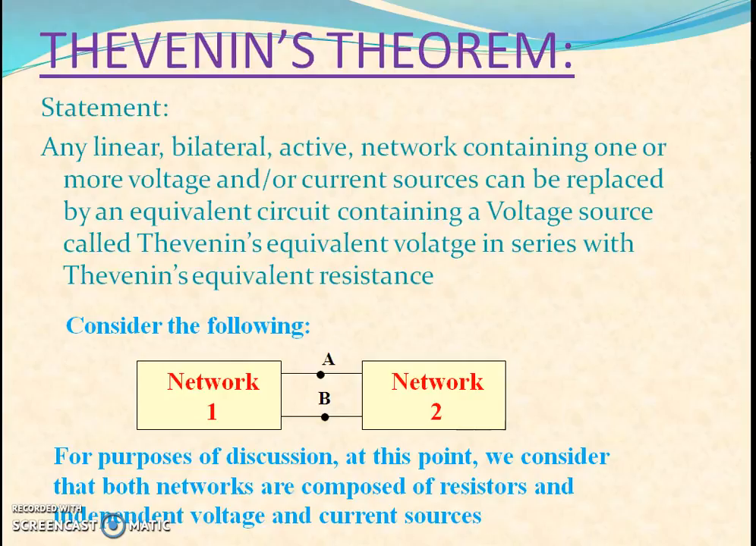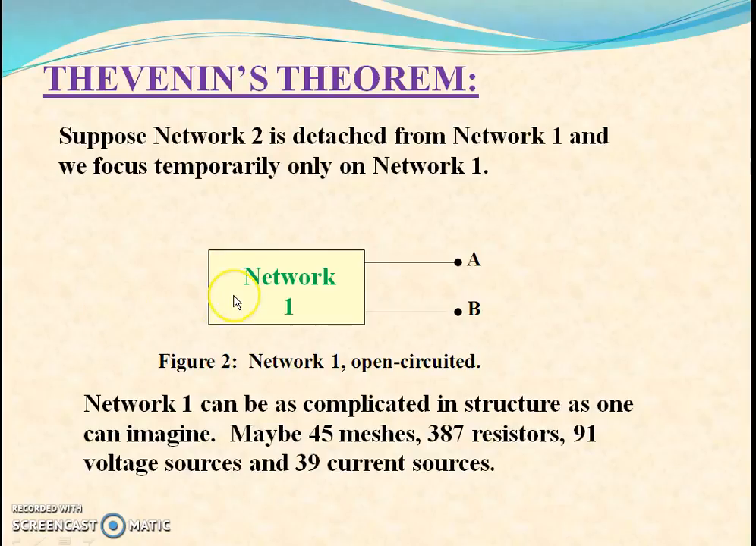So let us consider two networks, network 1 and network 2, across A and B. What we are going to do here is replace network 1 and network 2 with their Thevenin's equivalent circuits. So how to do it? Let us move on. Remove network 1 from A and B, and it might be a complicated network consisting of so many sources and resistors.